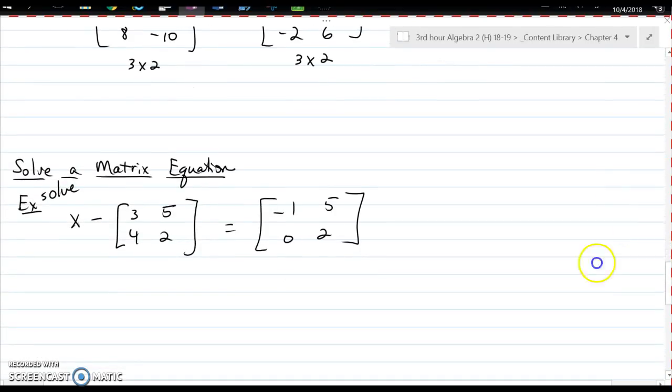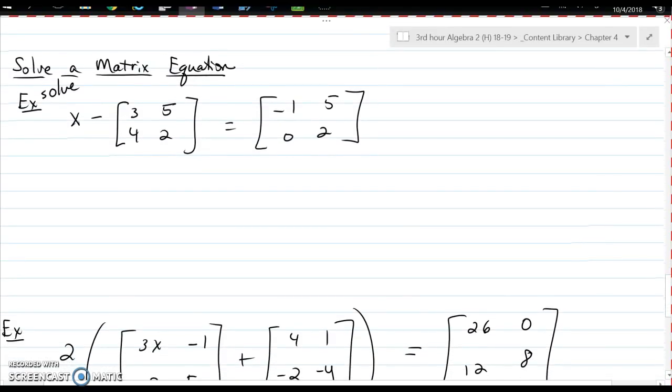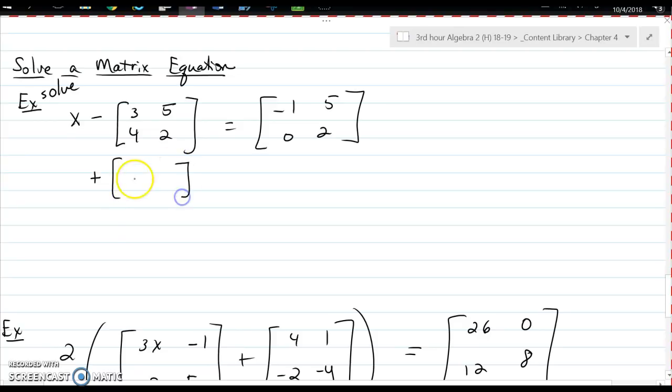Okay, so the last thing we're going to do is we're going to solve what's called a matrix equation. So we could look at two different things. First, we could look at a matrix equation where there's an equation that has matrices in it, but the variable is not inside the matrix. That's the first example here. Notice it says x minus a matrix equals another matrix. So obviously what we're going to do is we're going to add this matrix to the other side to get x by itself.